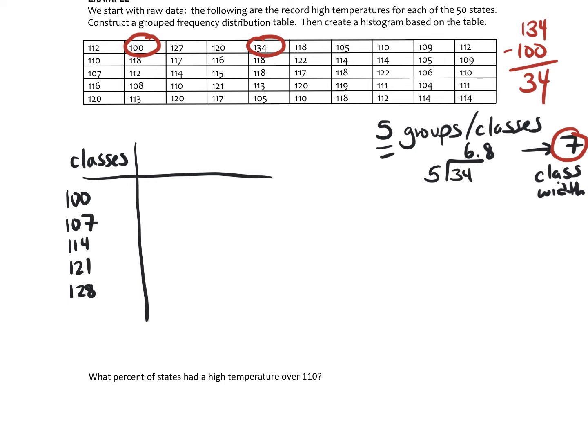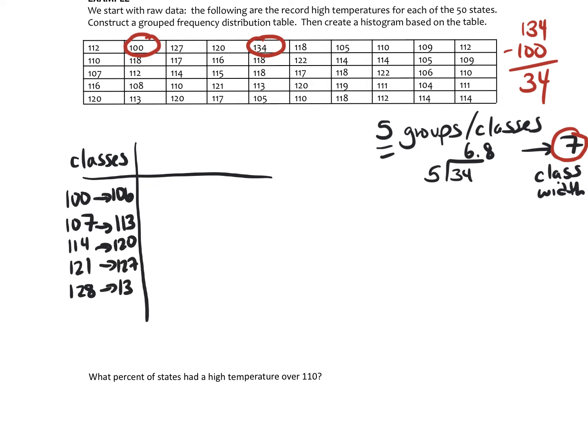Now to end the class, since this number is 107, one number less would be 106. So the first class is going to be all the states that have a temperature between 100 and 106. And now we'll just start adding 7 to this other number. So 106 plus 7 is 113. Add again, I get 120. Add 7 again, I get 127.